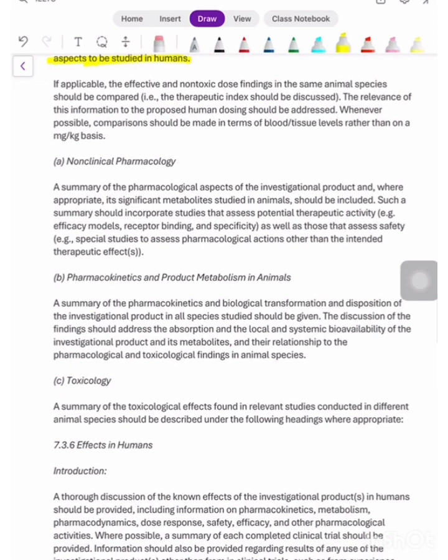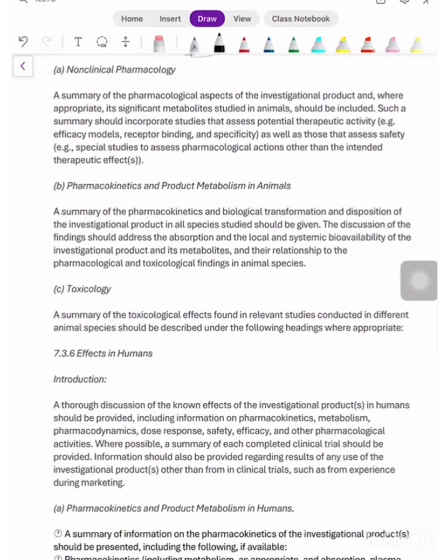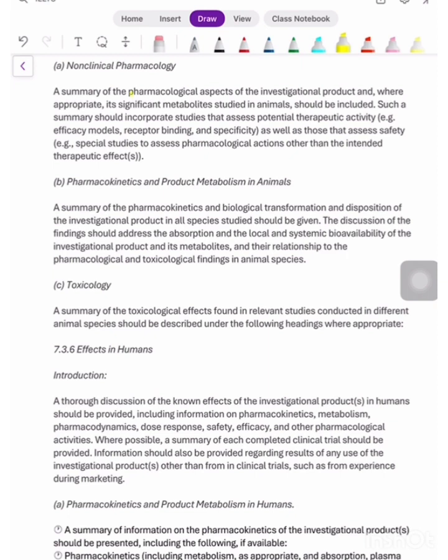If applicable, the effective and non-toxic dose findings in the same animal species should be compared. That is, the therapeutic index should be discussed. The relevance of this information to the proposed human dosing should be addressed whenever possible. Comparison should be made in terms of blood tissue levels rather than on an mg/kg basis. So how much of the drug bounded with the blood tissue level and how much was it, the unsync and sync condition, if you remember, you might have studied in biopharmaceutics.